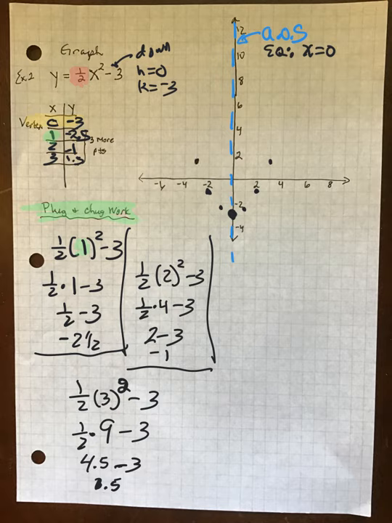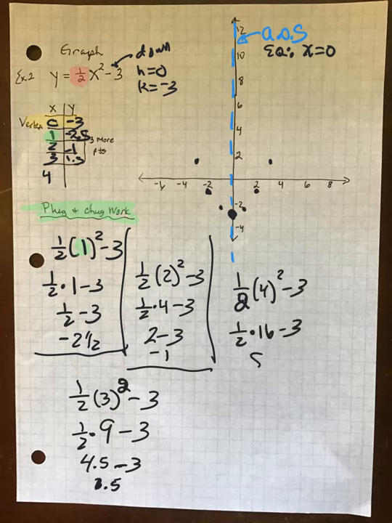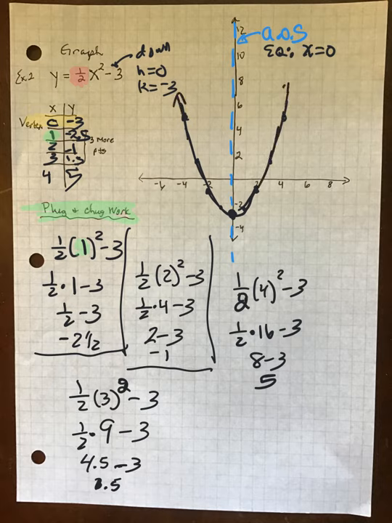And if I wanted to, I could plug in 4 and see what happens at 4. That's 1/2 of 16, which is 8, minus 3, which is 5. And (4, 5) is going to be right there, and that is 4 units from the axis of symmetry. And now I've got my parabola. Again, make sure you have a nice soft curve here. Go past it and put arrows. See, pretty good parabola.